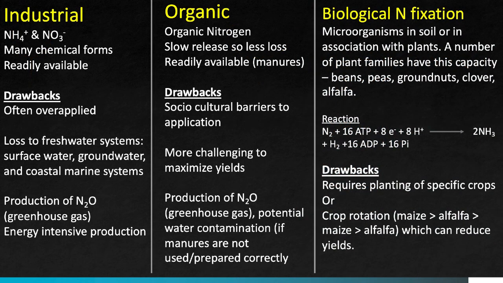If we look around today at the options that we have available to us for nitrogen fertilization, we have these industrial sources, which include a mix of ammonium and nitrate-based fertilizers that are readily available for agriculture use around the world. The drawbacks of these fertilizers are that they are often overapplied, and then some form of nitrogen is often lost to freshwater systems where it can create enormous pollution problems.